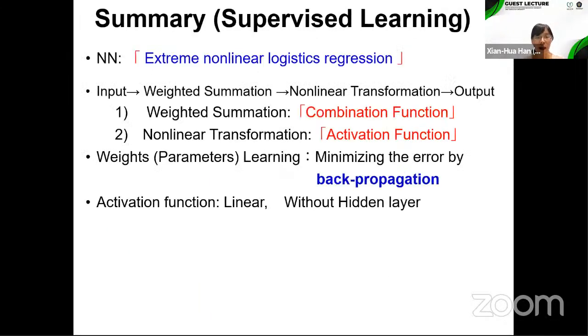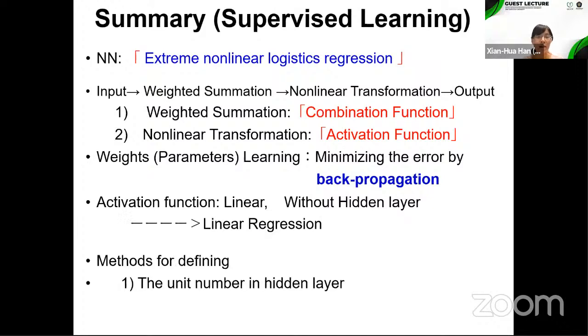Finally, I think it's already time. Finally, I will give the summary of this lecture. So a neural network is an extreme nonlinear logistic regression.